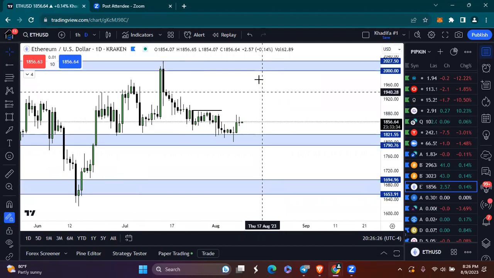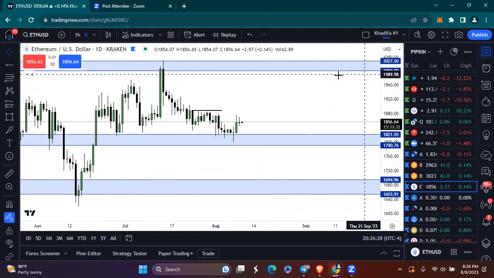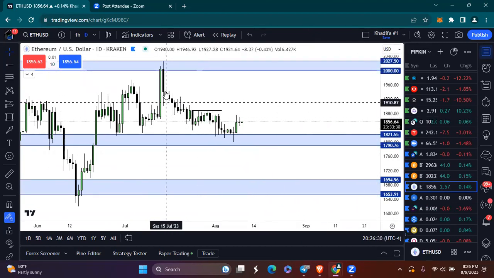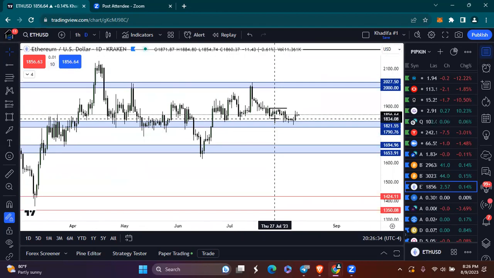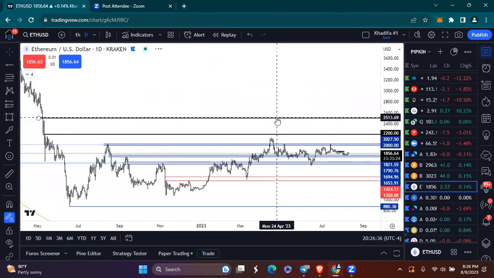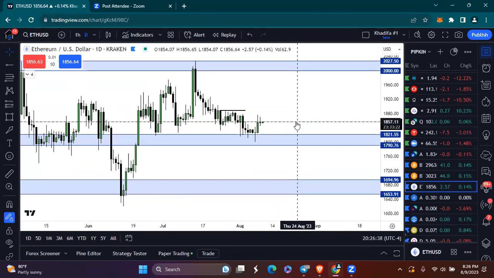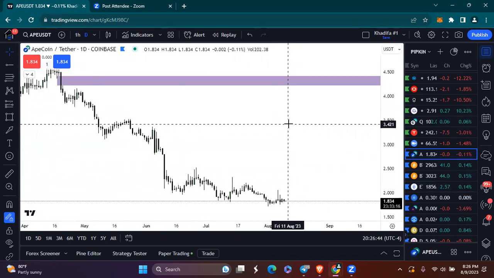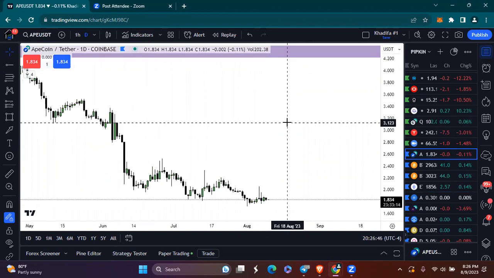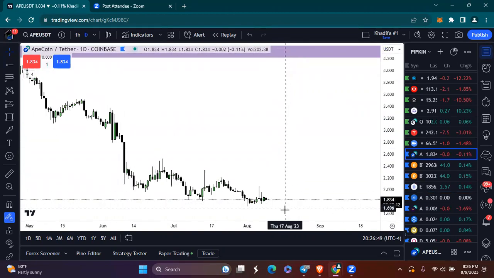Same thing with Ethereum. I want to see us run this 2,000, maybe pull back down, find support, and then run us on up to 2,500. ApeCoin, we at 180. I bought some more ApeCoin today, I ain't gonna lie.